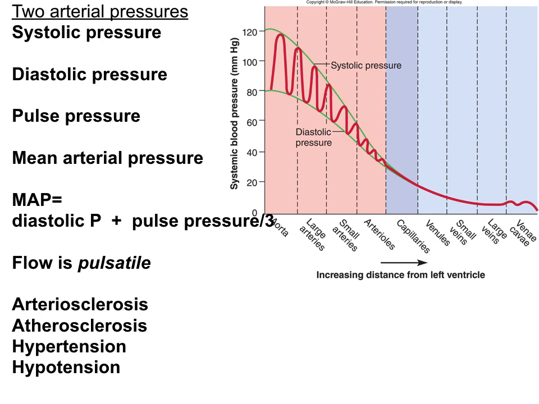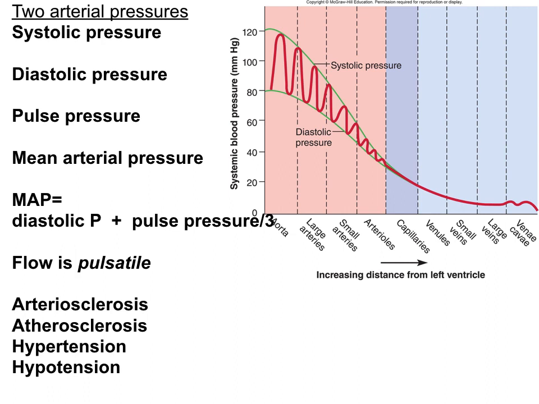Now, because in your arteries you have this fluctuation in pressure, flow is described as being pulsatile. However, if you look at the capillaries and the veins, there is no fluctuation in pressure. Instead, it's more of a continuous pressure that gradually declines as you move along the length of the vessel. So there is no pulsatile pressure in your capillaries or veins.